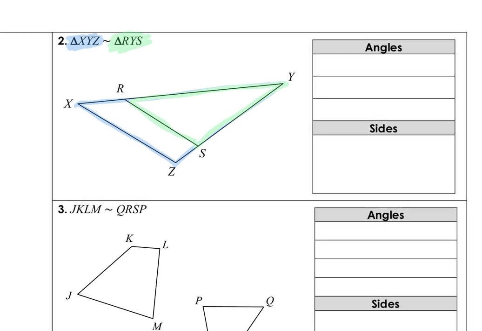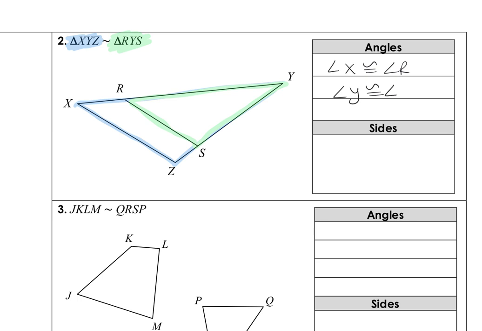So as far as angles go, remember all my angles are congruent. Just line them up. Angle X has to be congruent to angle R. First letter matches to first letter. Second letter matches to second letter. So angle Y and angle Y. Finally, third letter Z matches with third letter S. So that's great. Now we can do our sides.